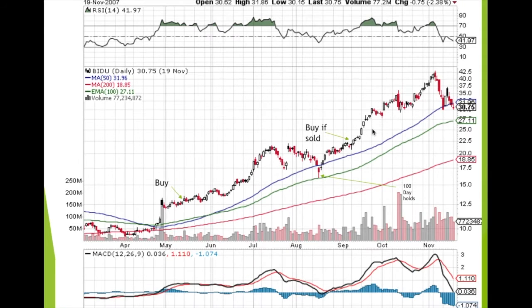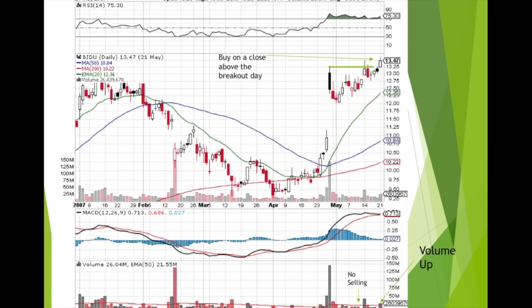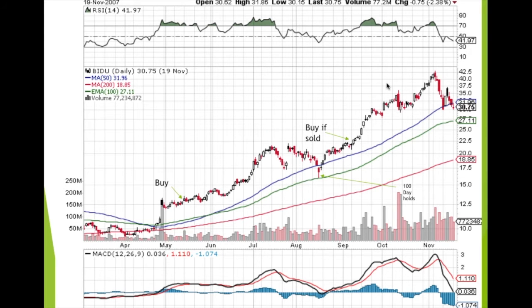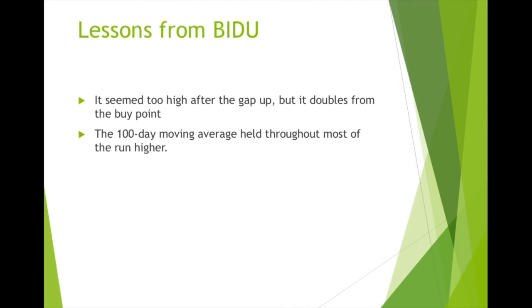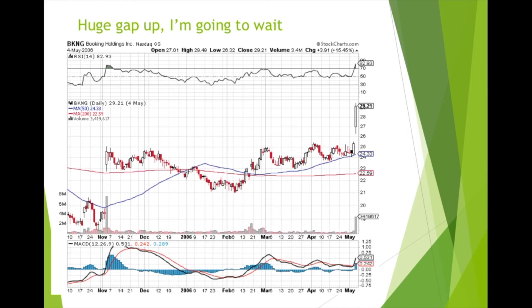So you see Baidu here looked like it was way extended right back here, right? It looks like it's way extended at 1347. Before you know it, it's running up to 42, and it really goes on a nice run. So these stocks can really move, and sometimes those gap ups, especially if it's an IPO and it's breaking out of a big base, they can really run higher. Lessons from Baidu: it seemed too high after the gap up, but it doubles from the buy point. Second thing to take from it, the 100-day moving average held throughout most of the run higher, and it kept us in the trade.